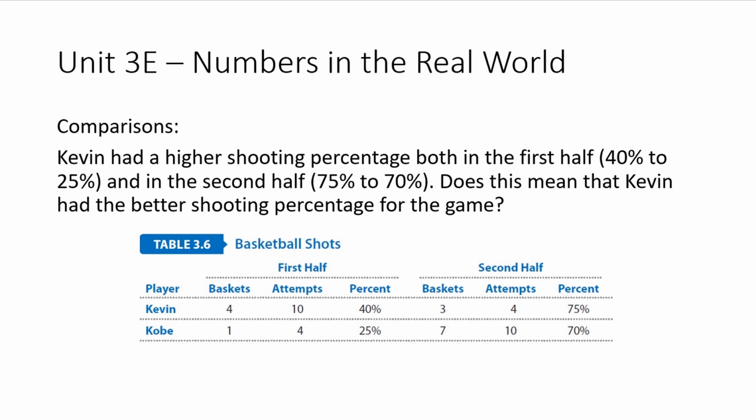The next column is baskets, attempts, and percent for the first half. Kevin had 4 baskets, 10 attempts, 40% success. And in the first half, Kobe had 1 basket, 4 attempts, and 25% success. In the second half, Kevin had 3 baskets, 4 attempts, 75% success, and Kobe had 7 baskets, 10 attempts, and 70% success. Let's look at the solution.